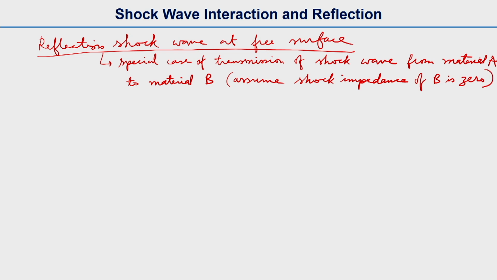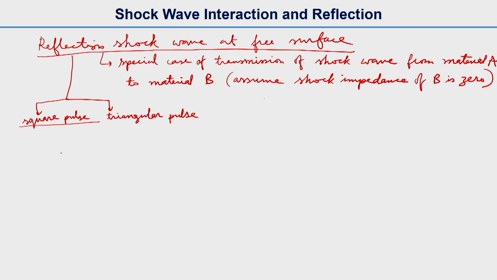Similarly, we did it for elastic wave propagation. So in this reflection of shock wave, we can consider two cases. First case is a square pulse, and second case is triangular pulse. So we will first talk about the square pulse.